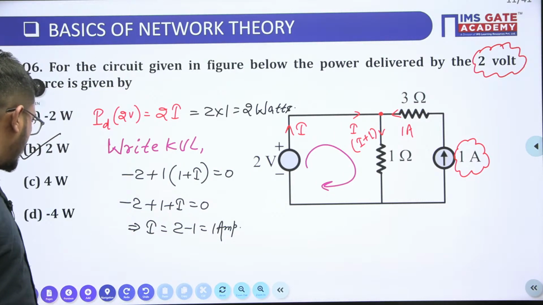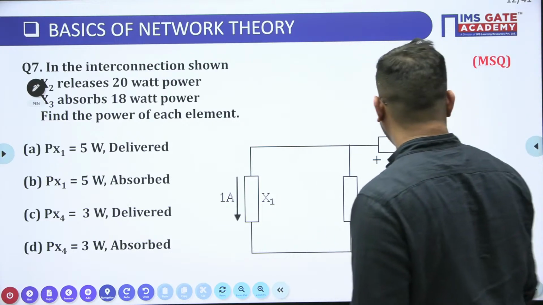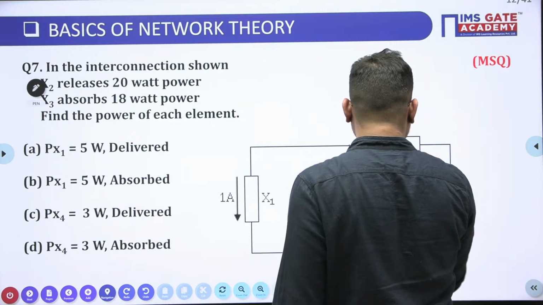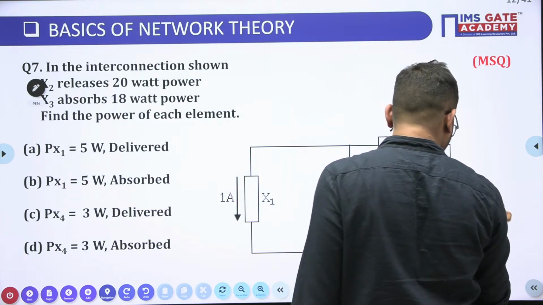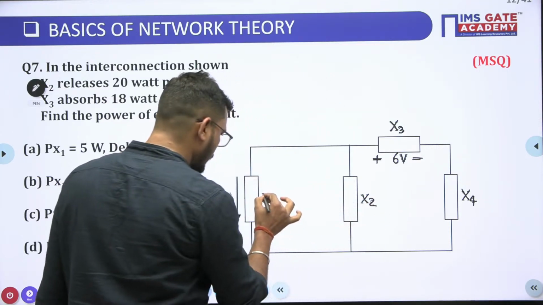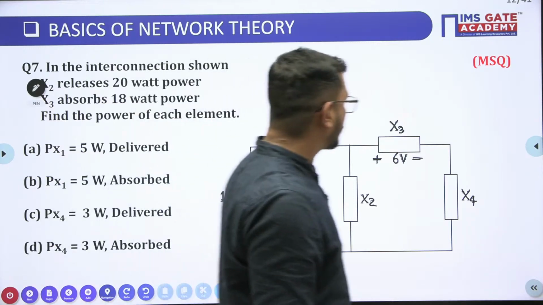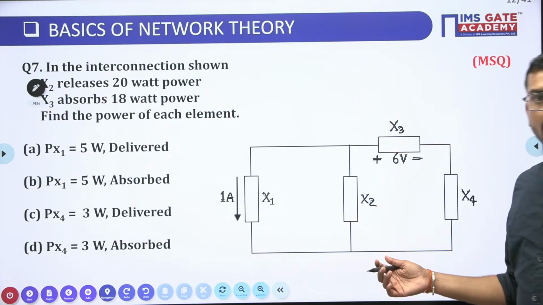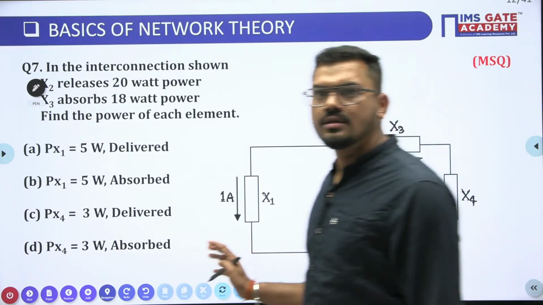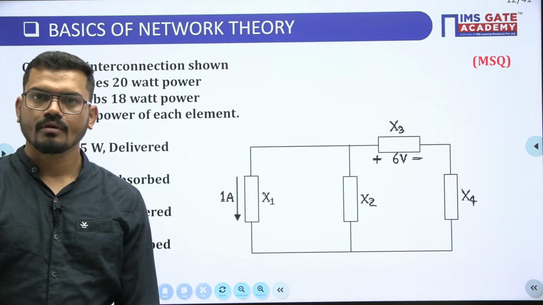So let us move to the next problem. Just try to find this, guys. This is x3, this is plus minus 6, this is x4, this is x2, this is x1, and this is 1 ampere, guys. Now I hope it is visible to all of you. Rupesh, Maba, Rohit, Krishna, just tell me please, is it visible to all, yes or no?